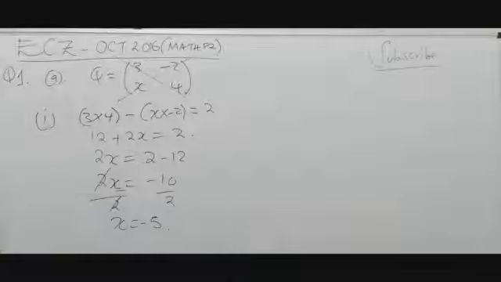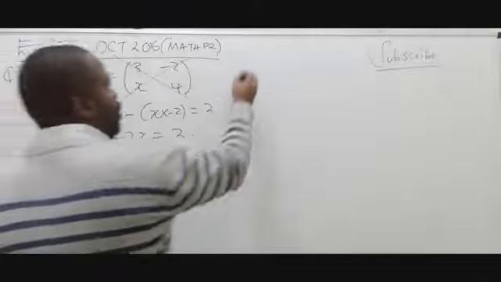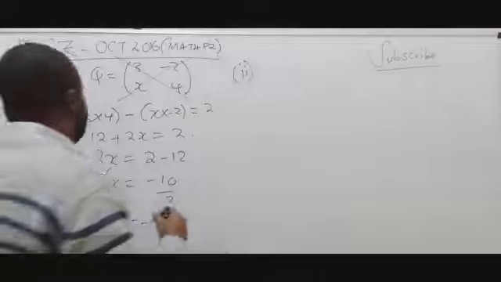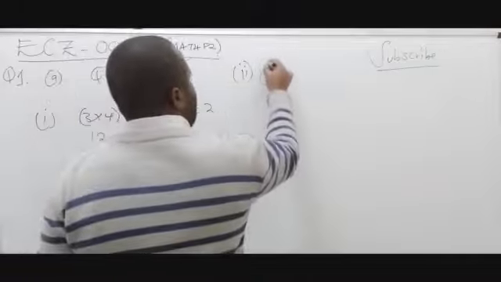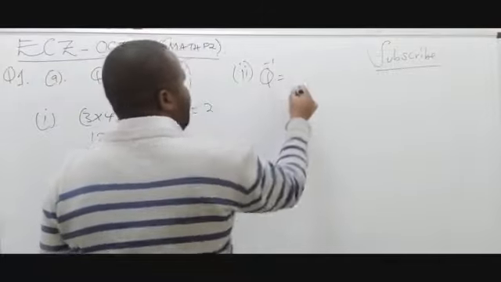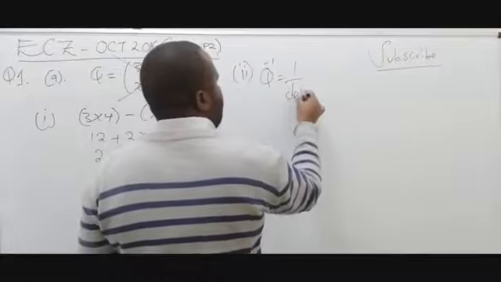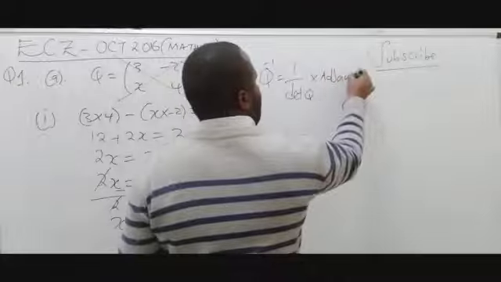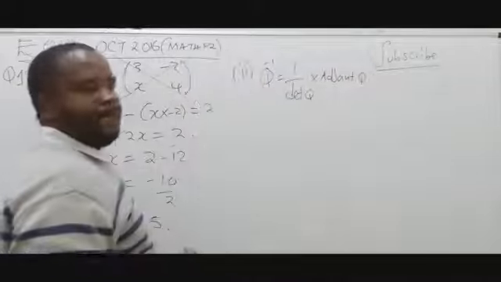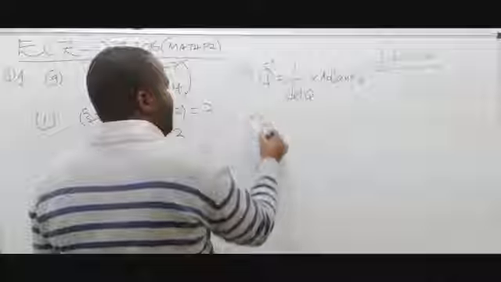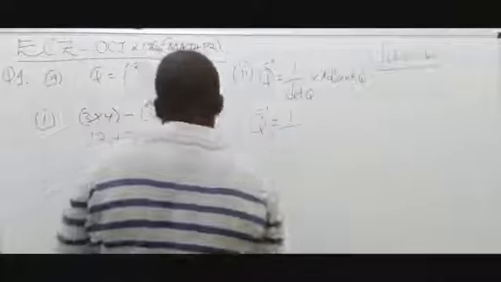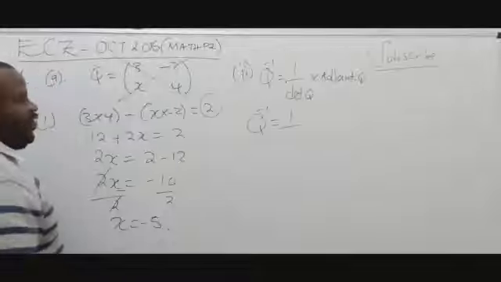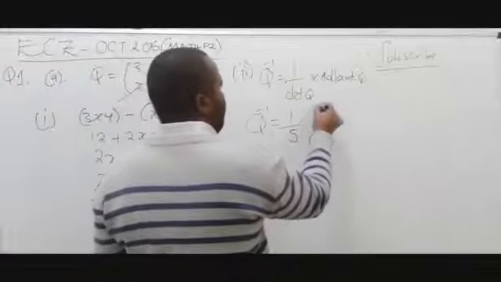Then the second part, that is Roman numeral 2. We are asked to get the inverse of Q. So the inverse of Q is given by 1 over determinant of Q times the adjoint of Q. In this case, the inverse of Q is equal to 1 over the determinant. The determinant is 2 here, not negative 5. So we've got 1 over 2, open the brackets.